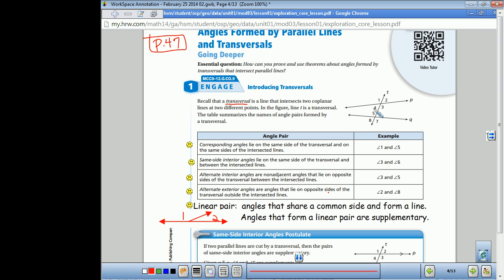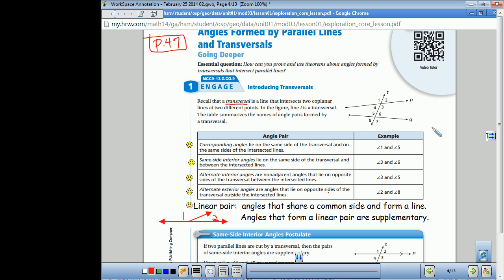Same side interior are the ones that are in between the two lines and on the same side of the transversal. So 3 and 6 and 4 and 5. Alternate interior are on opposite sides of that transversal, but on the inside of the two lines, so 3 and 5 and 4 and 6. Alternate exterior are on opposite sides on the outside of the two lines, so 2 and 8 and 1 and 7.